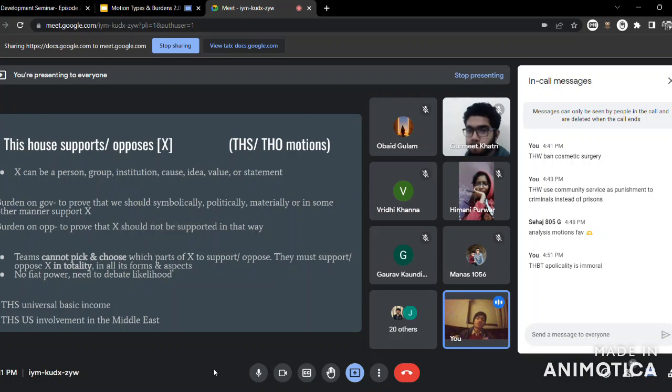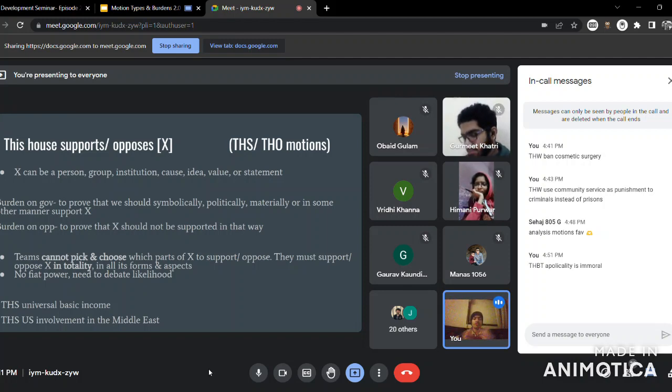Cool. So the thing to note about these motions is that the teams cannot pick and choose which parts of X to support or oppose. They must support or oppose X in totality, like all of X, all its forms and aspects. They can't pick and choose the things that are favorable to them.